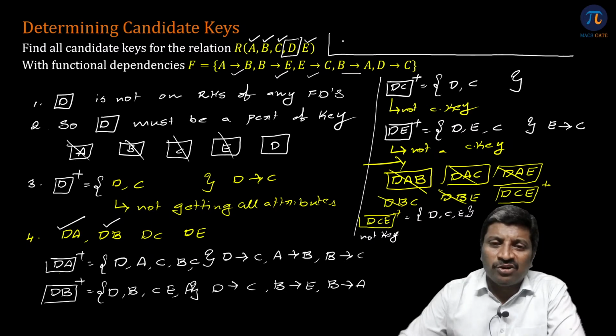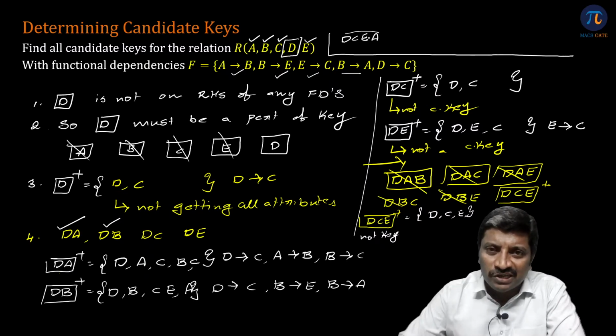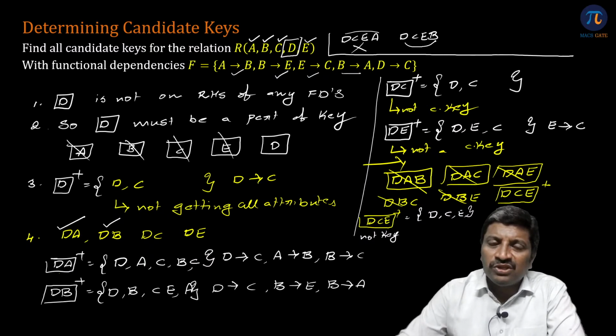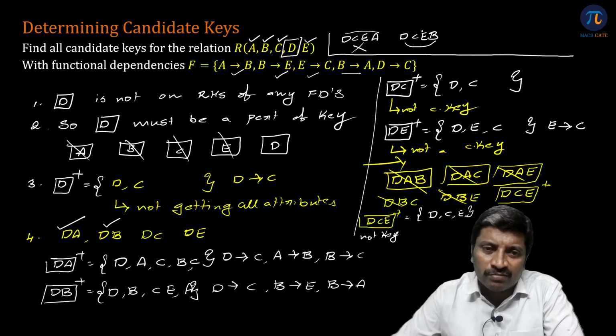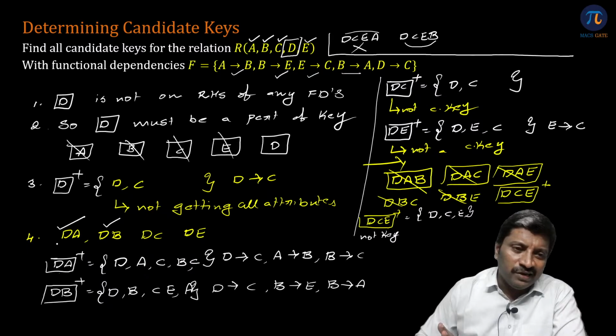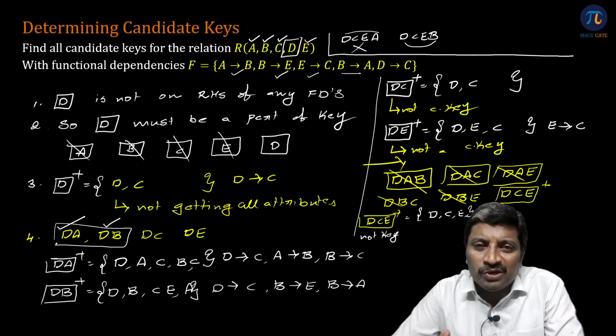When you try with 4 attribute sets, D, C, E, okay. If I include A, the combination of these two is a candidate key. So don't try it. D, C, E, B. The combination of these two is a candidate key. So don't try it. So we don't go for 4 attribute sets. In this example, how many candidate keys are you having? You are having 2 candidate keys. Hope you understood the process.